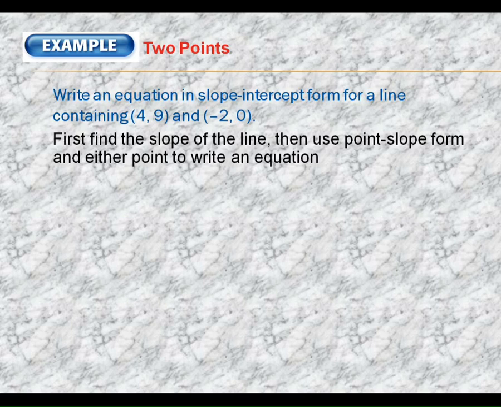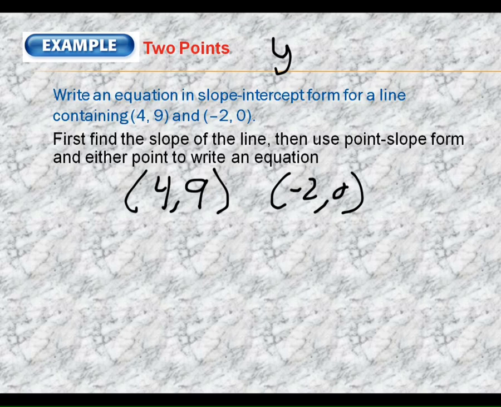Now sometimes, and I'm going to write this a little bigger here so we can see it, this says write in slope-intercept form, but all it gives you is this, 4, 9, and negative 2, 0. Remember in slope-intercept form, y equals mx plus b, you need two things to write the equation. You need the slope and you need the y-intercept. It didn't give me either of those things in this problem, right? It just gave me 2 points. The earlier problems, it gave me both. It gave me slope, it gave me a y-intercept.